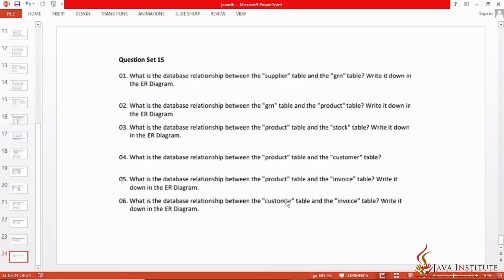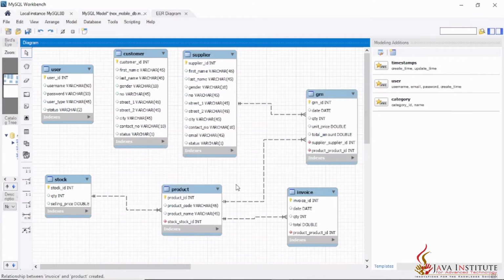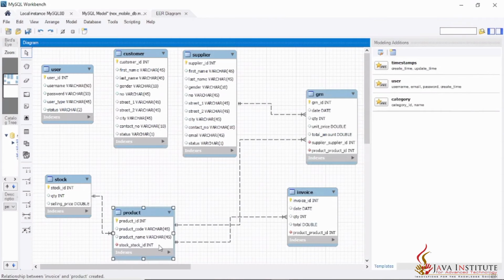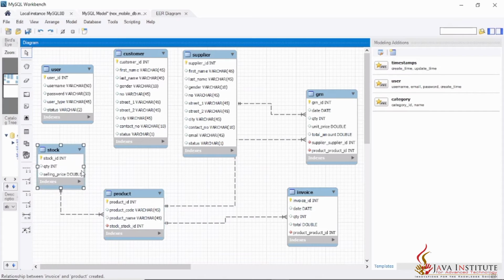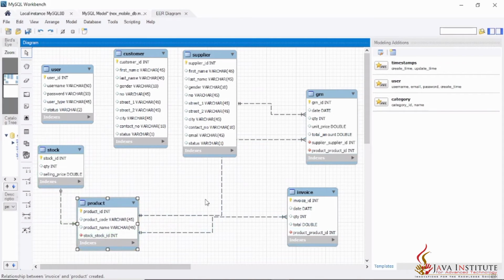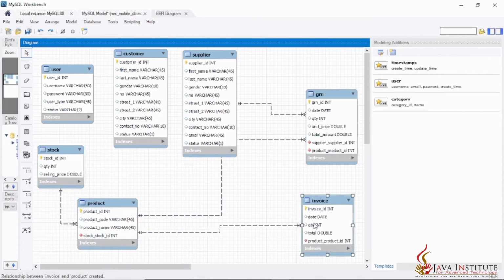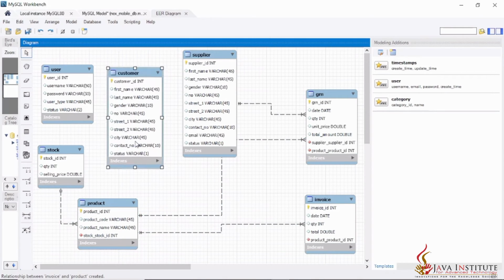What is the database relationship between the customer table and the invoice table? Write it down in the ER diagram. Here we have to consider the customer table and the invoice table. So here this is the customer table and this is the invoice table. So I am placing this product table here, without overlaying the relationships. Okay, this is the invoice table and this is the customer table. So we have to create the relationship between those two tables.